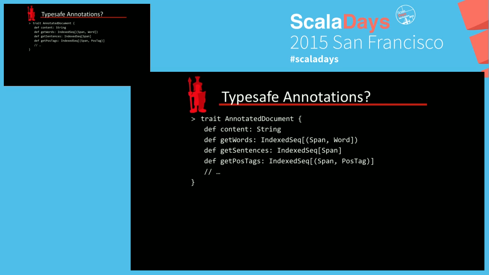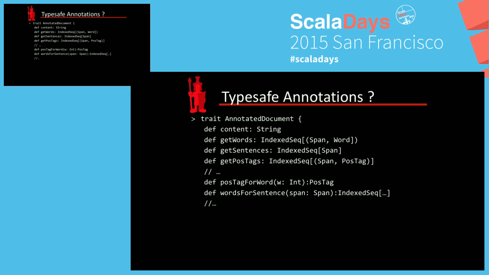So let's try to think of a type-safe way of building a document. The first thing you would probably think of is an annotated document type that has the content, and something that indicates the words and where they are, as well as the sentences and the part-of-speech tags. But that's not all you'd need. You also want to be able to get the particular word tag for a particular word, or get all the words in a particular sentence. And as you added more and more annotations, you would end up multiplying out this set of methods exponentially.